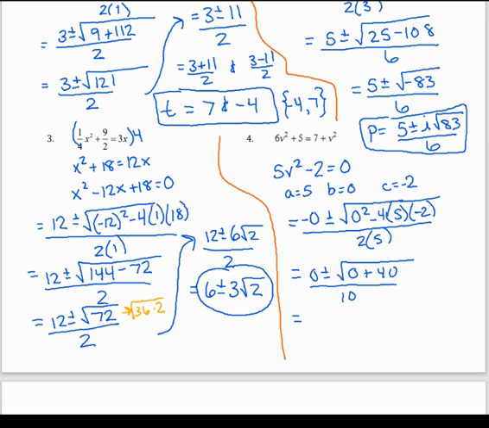This will become 0 plus or minus the square root of 40. Now remember, the square root of 40 is really 4 times 10, so that is 2 root 10, but we still have the plus or minus out front, all over 10. Now I can divide the 2 and the 10, which means that v will equal plus or minus root 10 over 5. So again, we have two solutions. And there you have it.